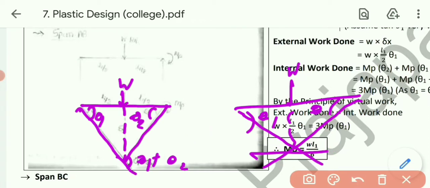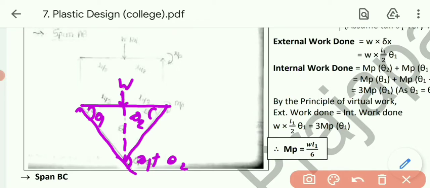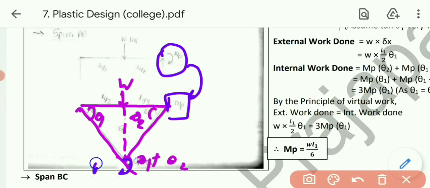Okay, so now just a minute. So now talking about moment, it will be produced over here like this. So over here moment is produced, and at the center also moment will be produced. Over here also moment will be produced at the location of the point load. So ultimately we got two moments, one at the right hand side and one at the center.